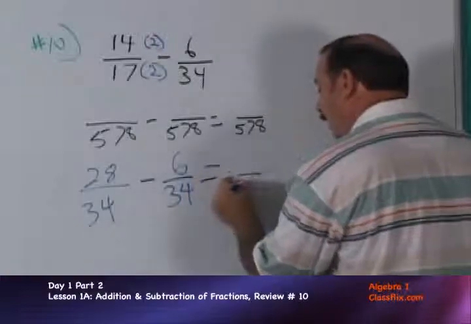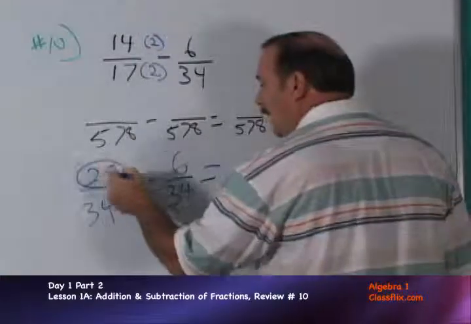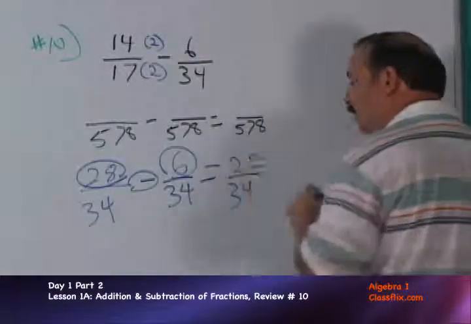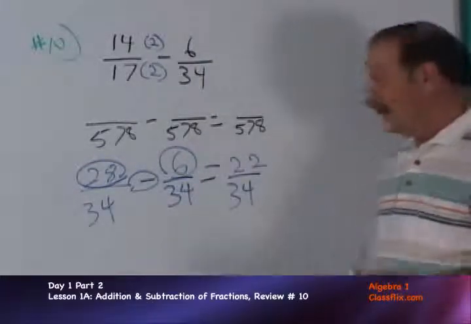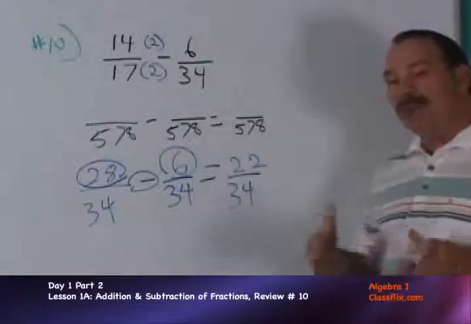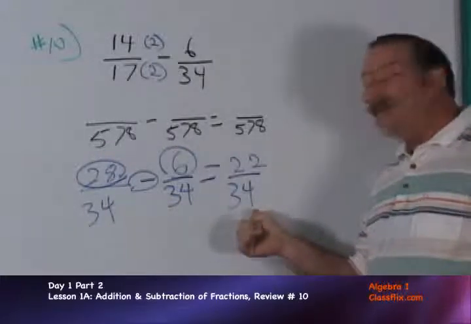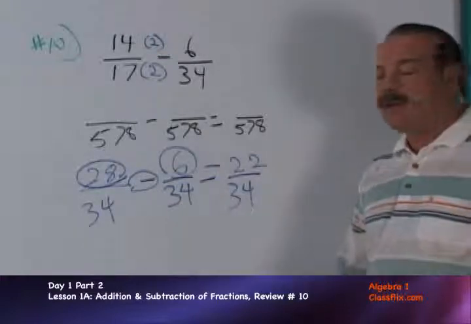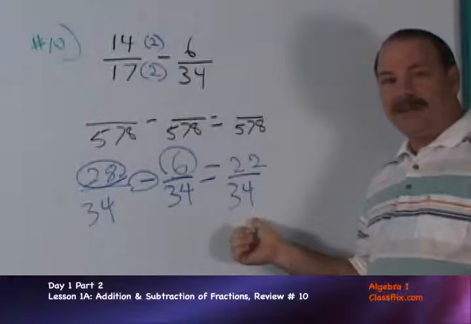So now I've got an answer that's going to be over 34, and I simply have the 28 minus the 6, which should give me a 22, if I'm doing the math in my head correctly. Now, but remember we said you always want to ask yourself, do you need to simplify? If this is the answer you were left with, it is a technically correct answer, but not an actually correct answer, because it's not simplified.